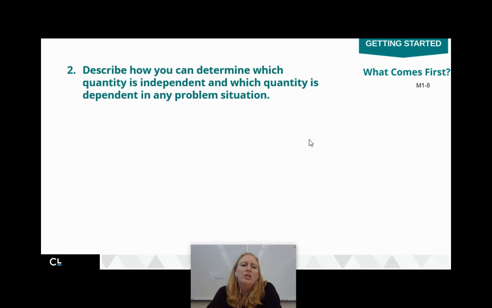So describe how you can determine which quantity is independent and which quantity is dependent in any situation. If something is independent, what does that mean? If something's dependent, what does that mean? And so how would you know which is which? Go ahead and take a stab at this. Just hit pause, make a few notes, and then we'll come back to keep the discussion going.